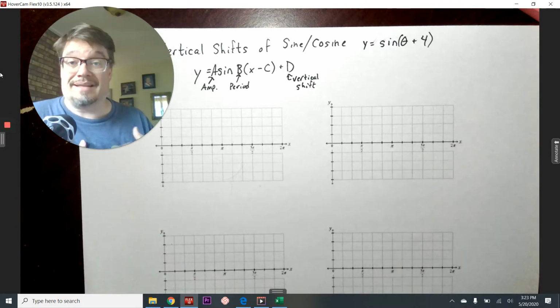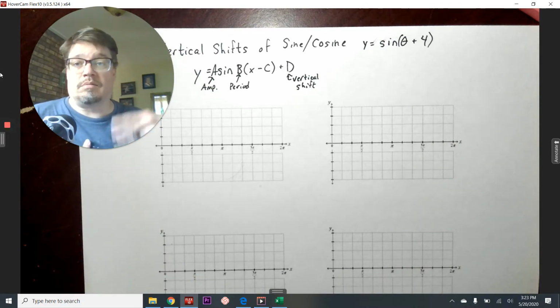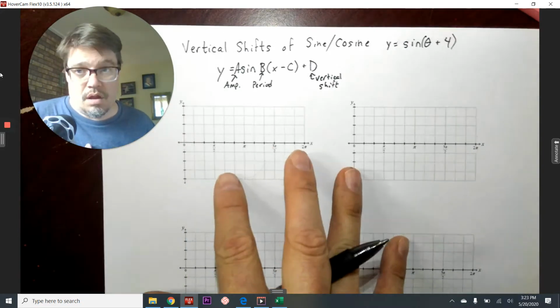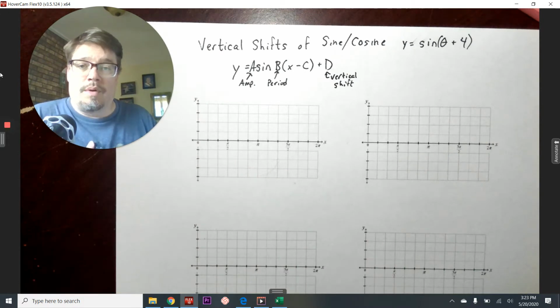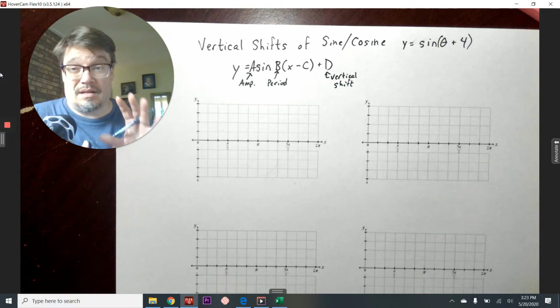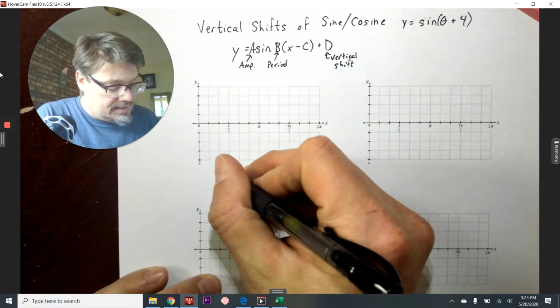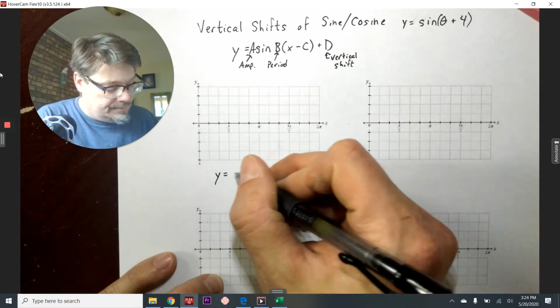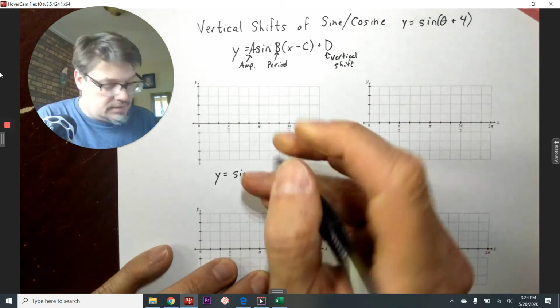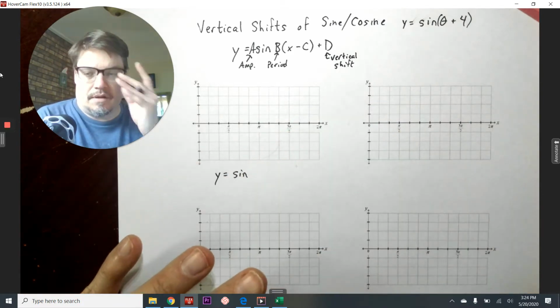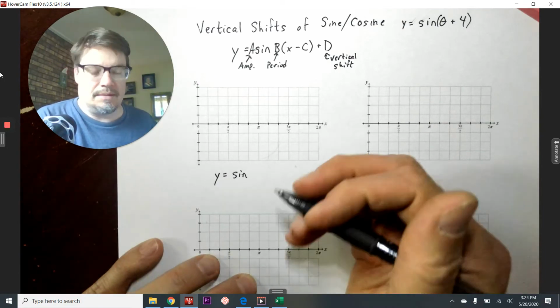And that's kind of convenient because the C is probably the most difficult of all four. So what we want to do is be able to do all four in one shot. But let's just focus on D for just this video. So let's say that I have y equals, let's go just plain old sine, just to focus on the very basic shift in our D parameter.